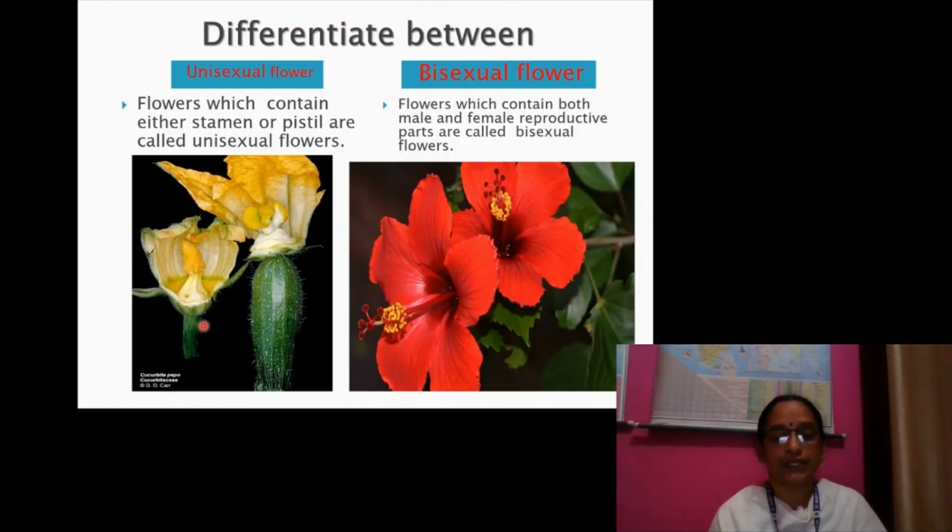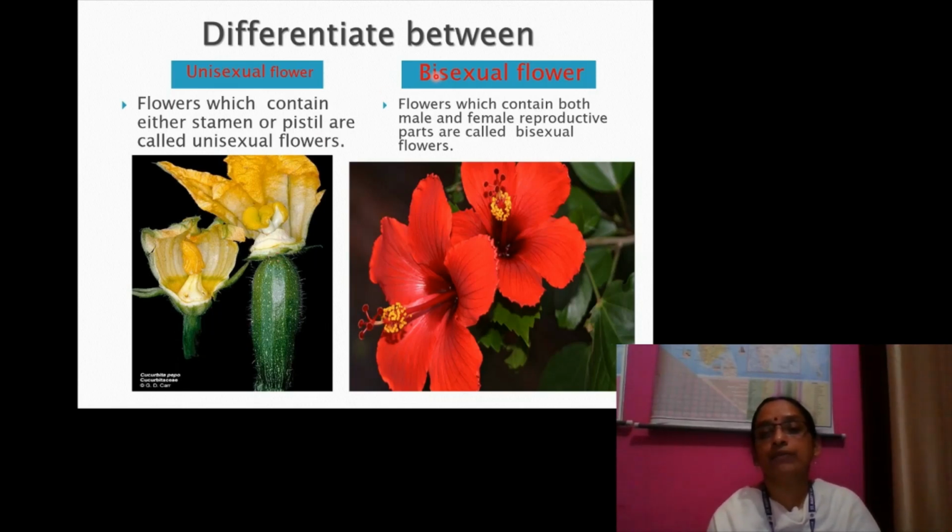Let us differentiate now unisexual flowers and bisexual flowers. Flowers which contain either stamen or pistil are called unisexual flowers. Here you see this small flower. This is an example of a male flower. And here you can see what is this? This is a female flower. Here you can see this cucumber. This type of flowers are called unisexual flowers. That means stamen is present in the first one and pistil is present in the second one. This type of flower is called unisexual flower.